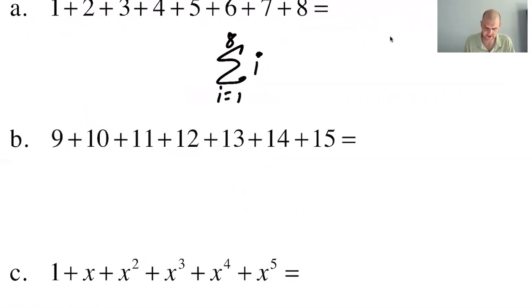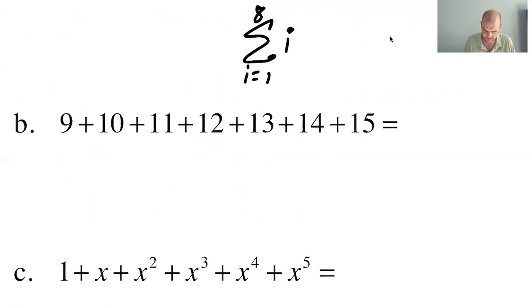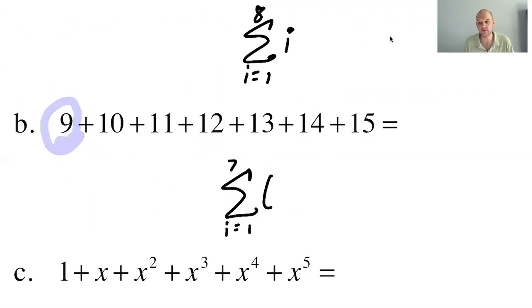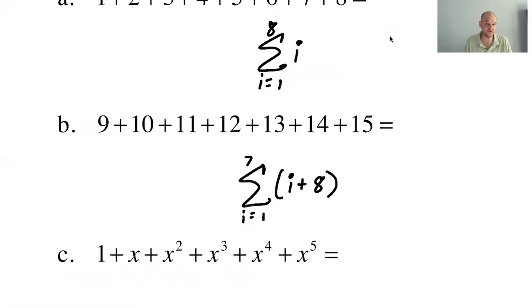What about here? So I want this to be when i is 1, and then 2, 3, 4, 5, 6, 7. So we're going to go from 1 to 7 because there are 7 terms here. So i equals 1 to 7. Now what am I going to do? So the first term is when i is 1. So I'm just going to add 8 to it. I'm going to say this is i plus 8. And this should work for me.